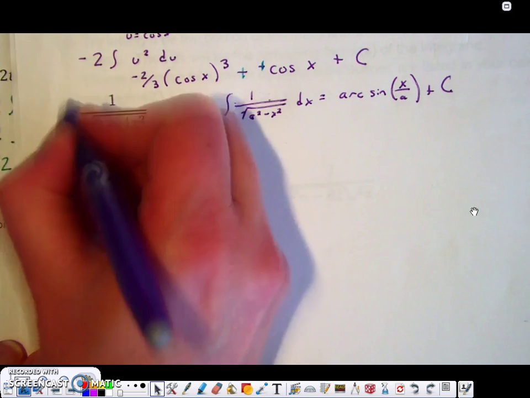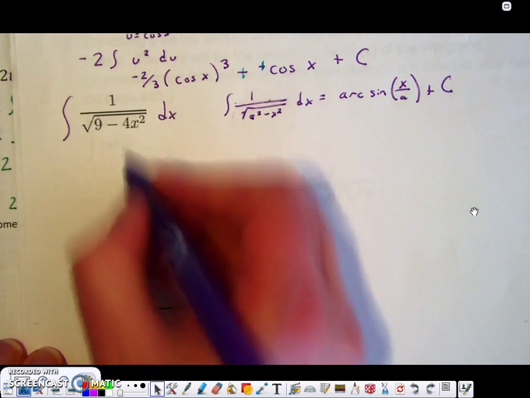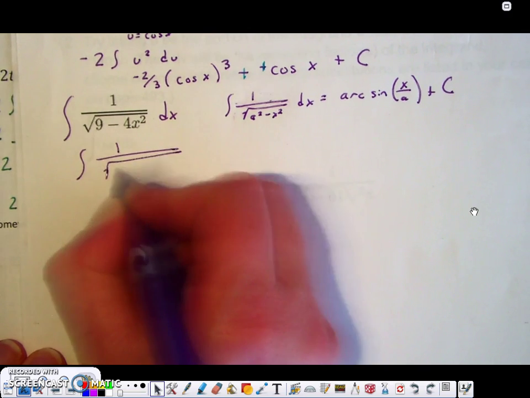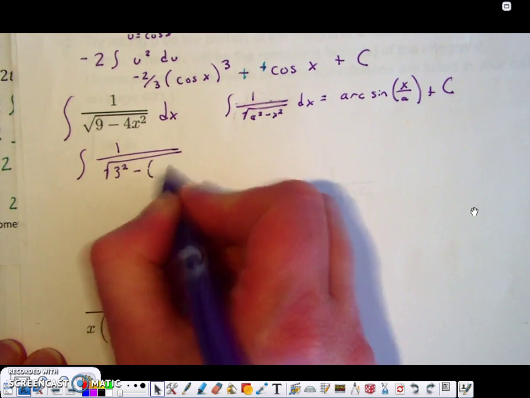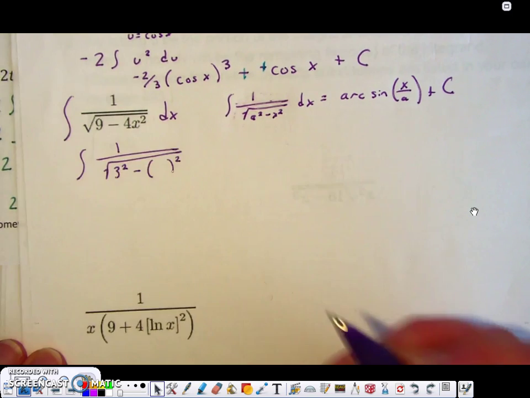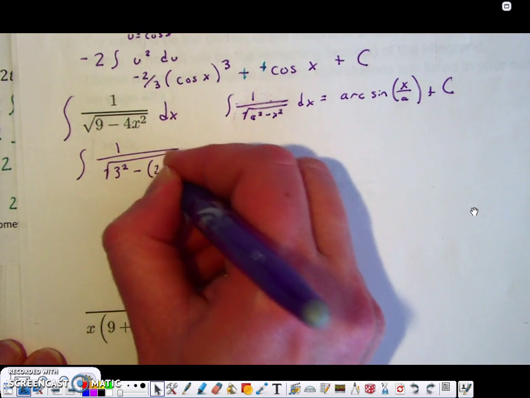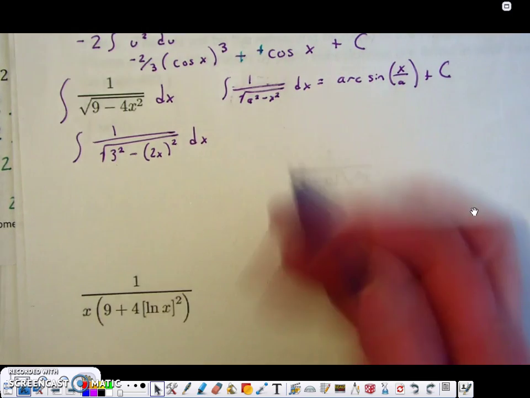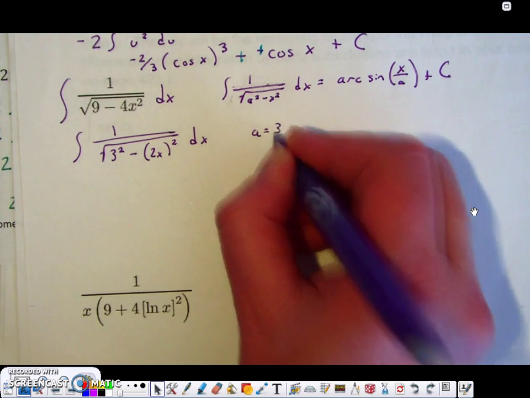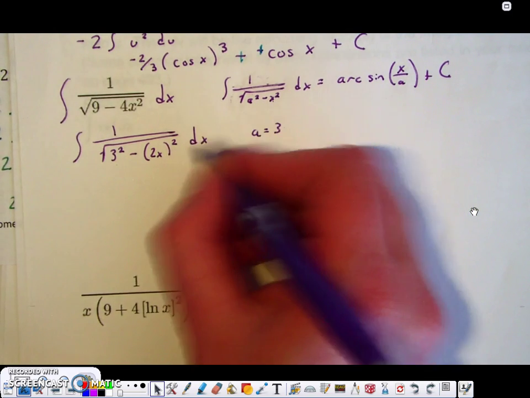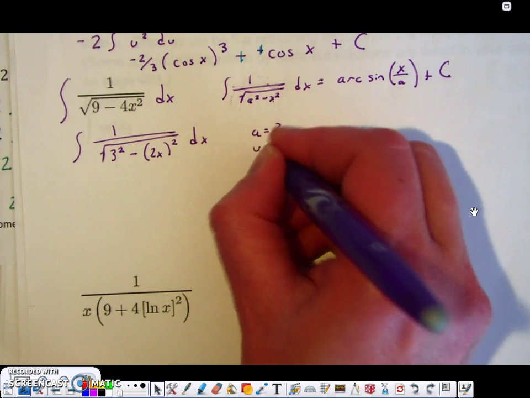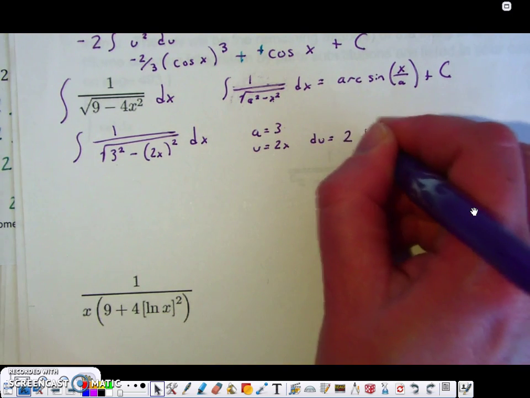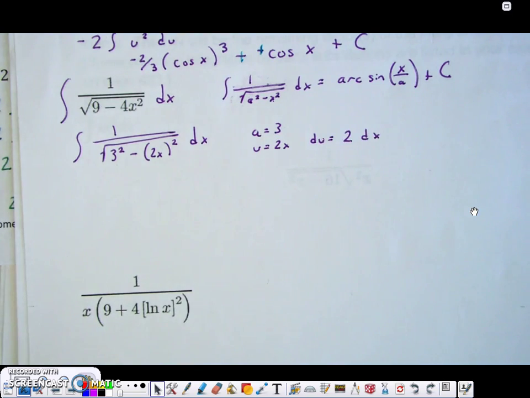Okay, so go ahead and make this an integral. What would a be for us? 3. So I'm just going to go ahead and write this as 3 squared minus, what squared would be here? 2x, yeah. Okay, so basically our a is 3. And if you don't have just x, then that's your u. So u is 2x. What's du? Good.